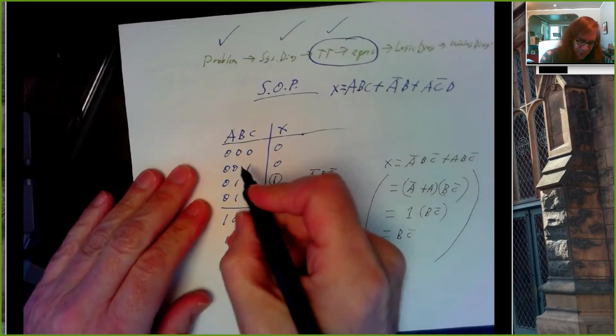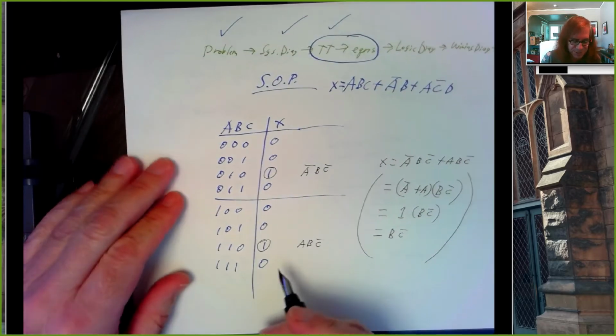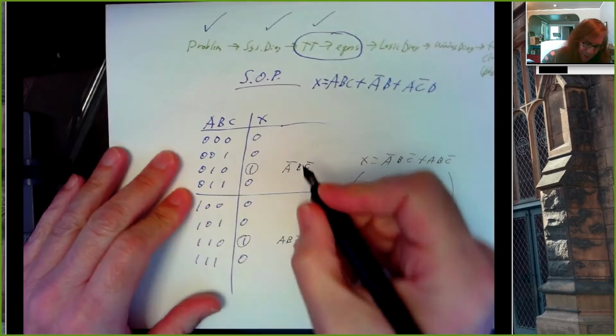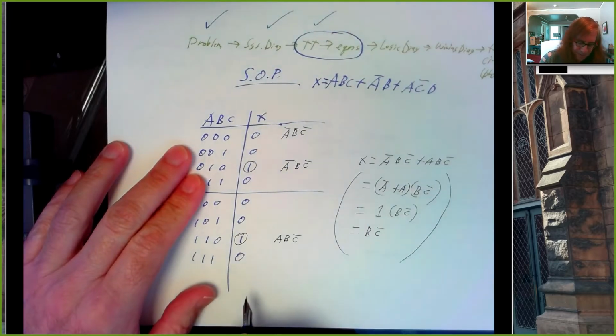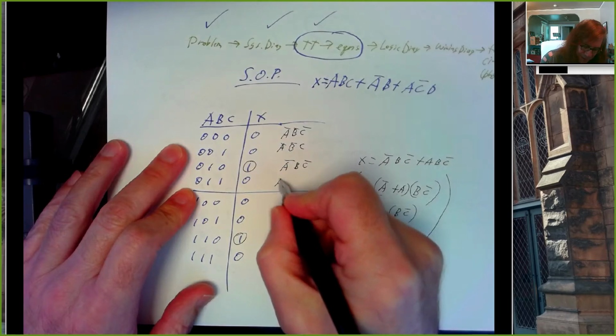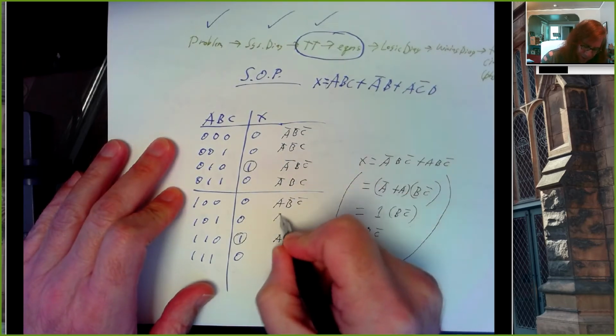So this first row, if we use this trick for writing A's, B's, and C's with bars on top, if we had a 1 in this row, this would be the expression A bar, B bar, C bar. This would be A bar, B bar, C. This would be A bar, B, C, and so on. And you get really good at writing these.